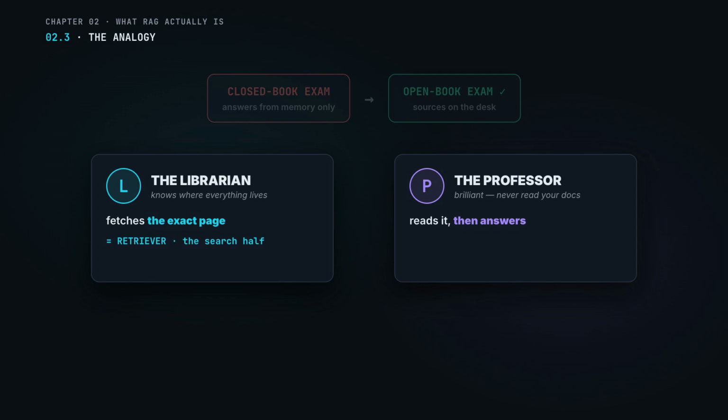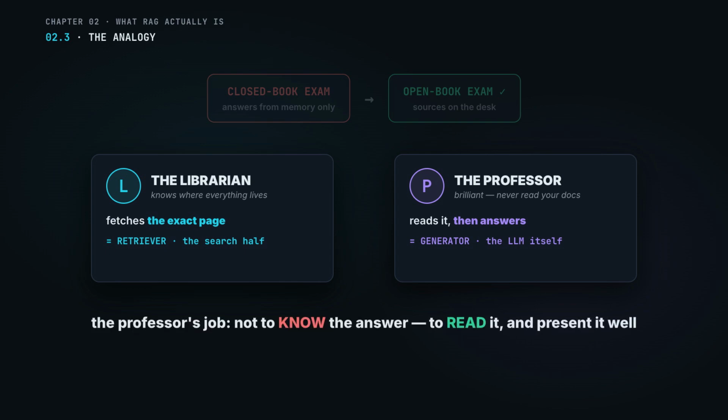The librarian is the retriever, the search half. The professor is the generator, the LLM itself. And notice what changed. The professor's job is no longer to know the answer. It's to read the answer and present it well. Hold on to both characters because each one fails in its own way.